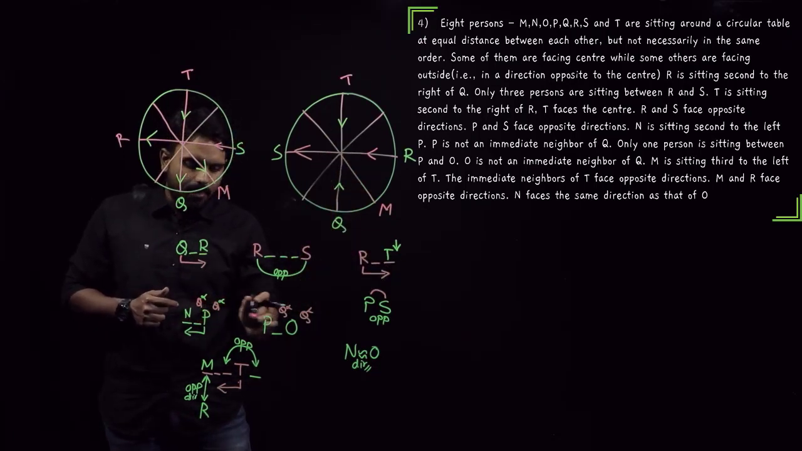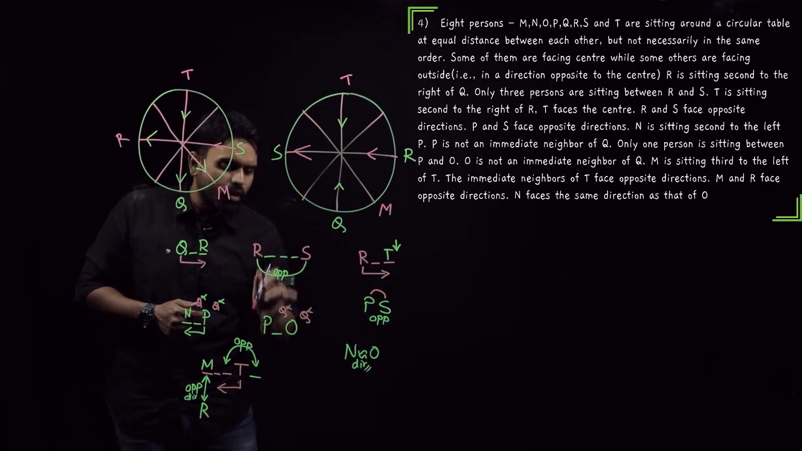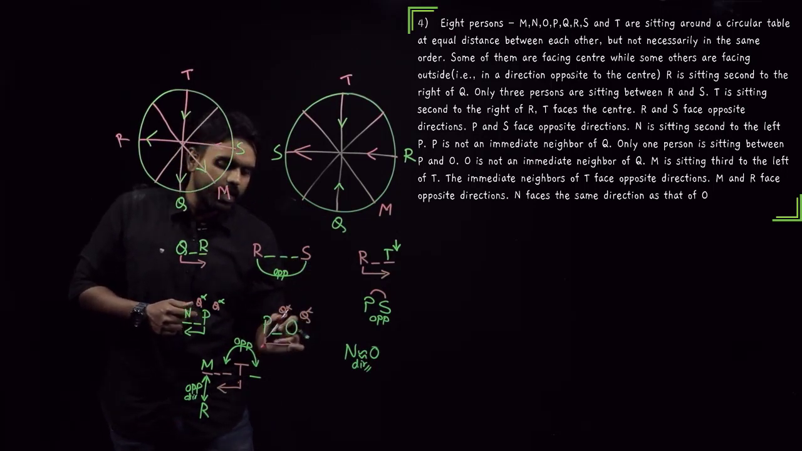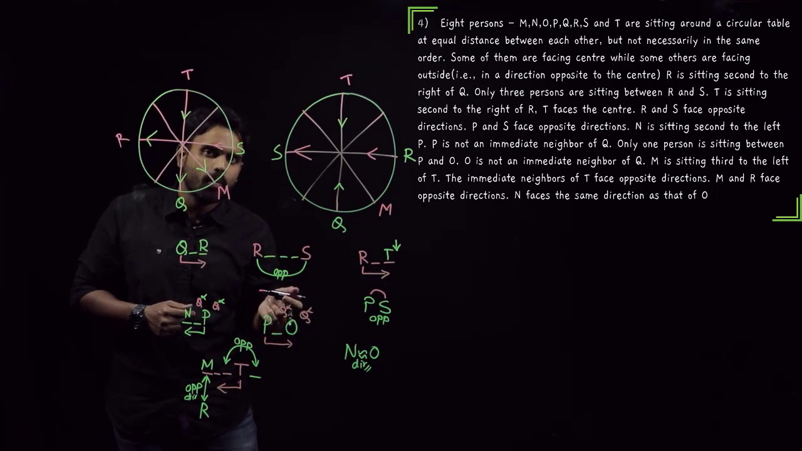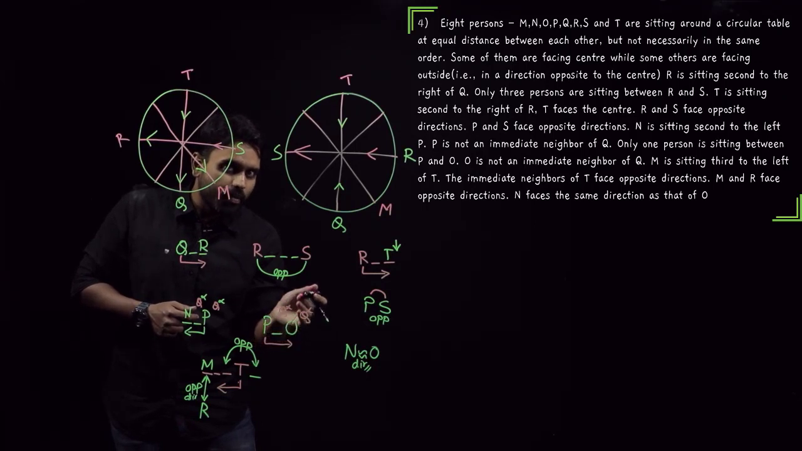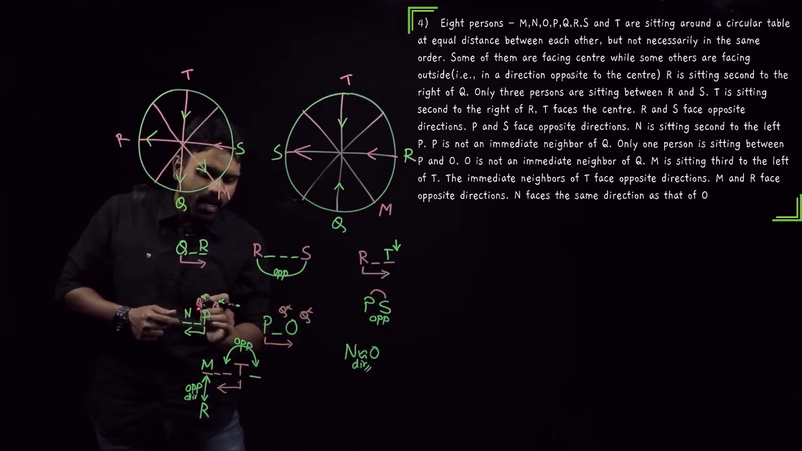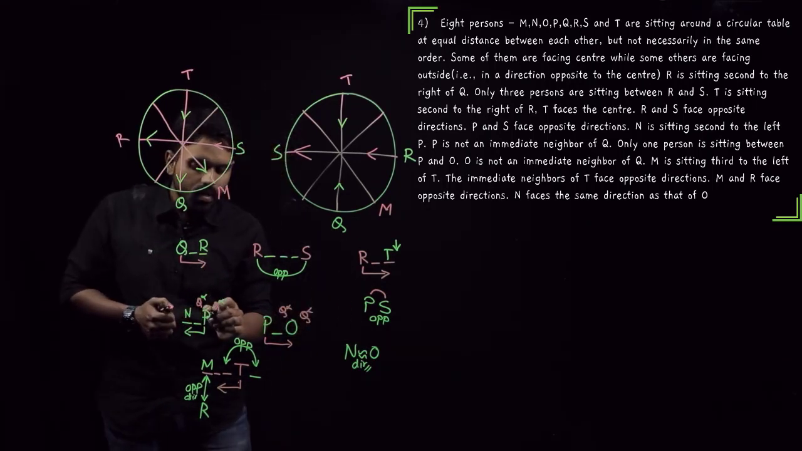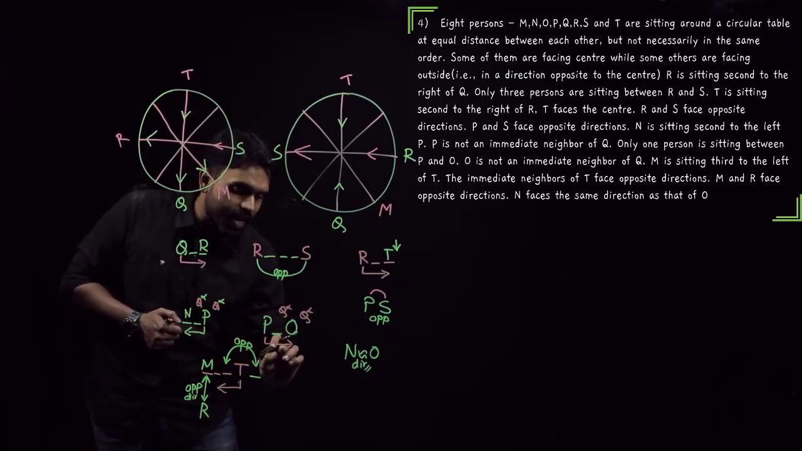Next, P and N. Second to the left of P is N. The next condition says second to the right of P is occupied. Meaning, what is the available position for O? Only right. O has to sit second to the right or left of P, then it must be on the right side only. There is no left option, because the left option has been taken by N. So, first to the left of P is N, and second to the right of P is O.